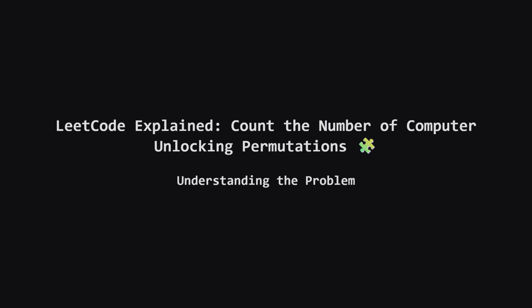Hello everyone, welcome back. Today we're tackling a medium difficulty problem called count the number of computer unlocking permutations. This one sounds pretty complicated when you first read it, with lots of rules about dependencies and indexes, but it actually hides a very clever logic puzzle inside. Once we spot the trick, the solution becomes surprisingly simple. Let's break it down together.